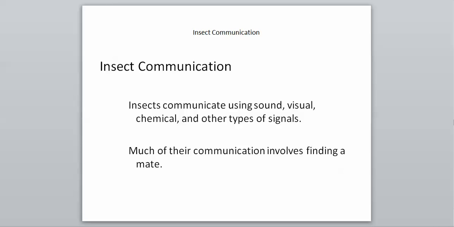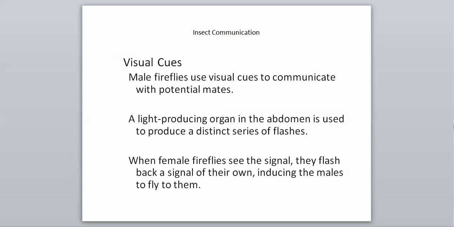And a majority of the communication within insects involves finding a mate. So for the most part, insects are going to communicate in order to find a way to reproduce, pass on their genes to the next generation. However, one big way that this happens is visual cues, and one really good example are fireflies.